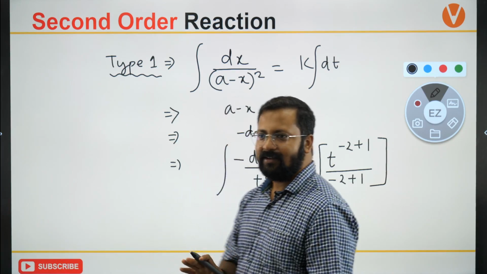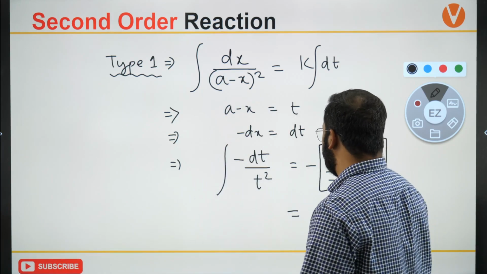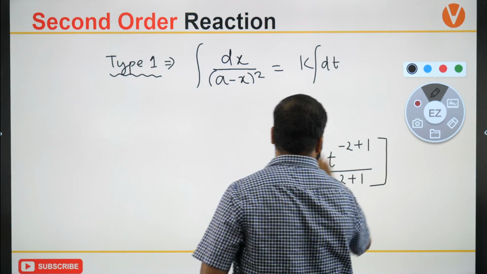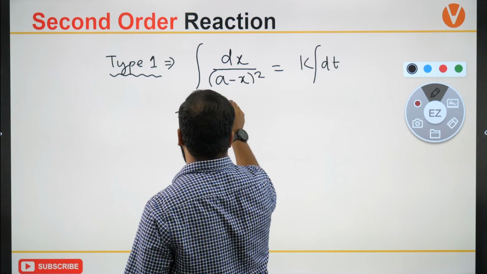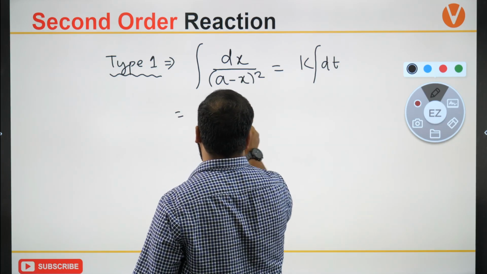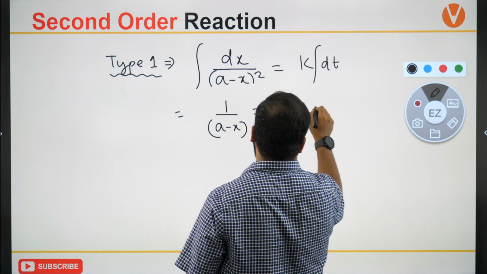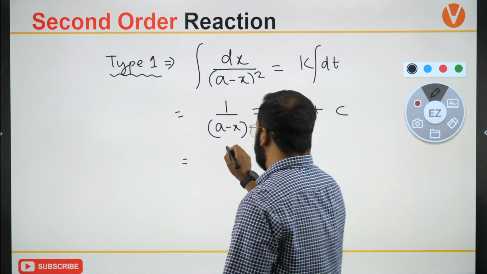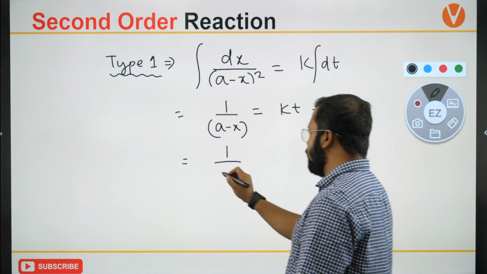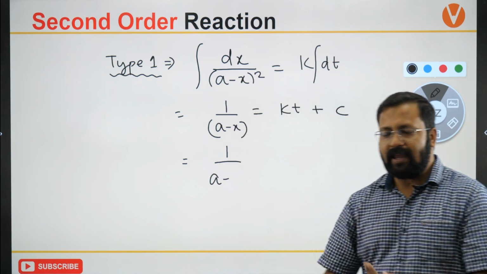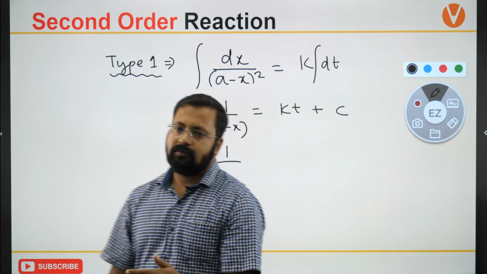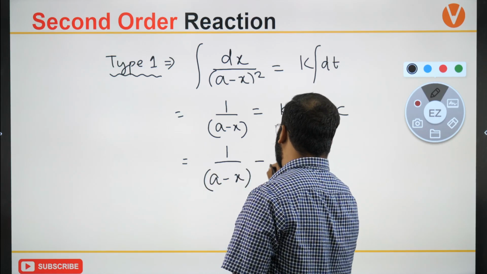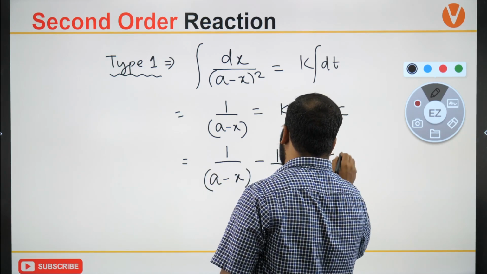Okay, they will come to that later. It will get 1 by t. So the expression will be like this. I'll get this thing as 1 by a minus x is equal to kt plus c. Okay, and for c, what will c be equal to? C will be equal to 1 by a, because how do we calculate c? At time equals to 0, x is equal to 0. So this will be 1 by a minus x minus 1 by a is equal to kt.